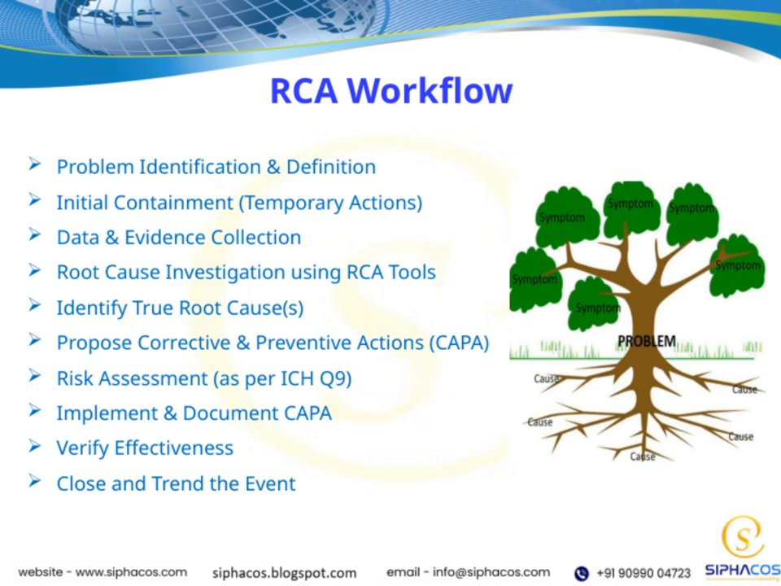Once we identify the true root cause, we can propose targeted corrective and preventive actions, or CAPA, to address the problem and prevent recurrence. It's important to perform a risk assessment according to ICH Q9 standards to evaluate potential impacts and prioritize actions accordingly. After implementing the CAPA, we document everything carefully, ensuring transparency and compliance. Then, we verify the effectiveness of these actions to confirm that the problem has truly been resolved. Finally, we close the event and trend it over time, which helps us identify patterns and continuously improve our processes.